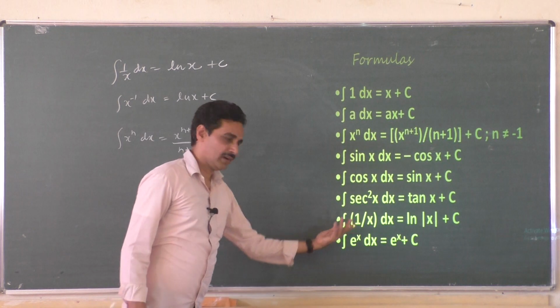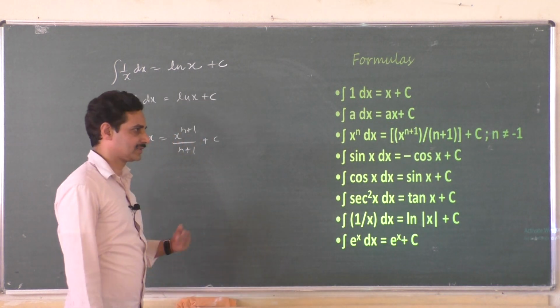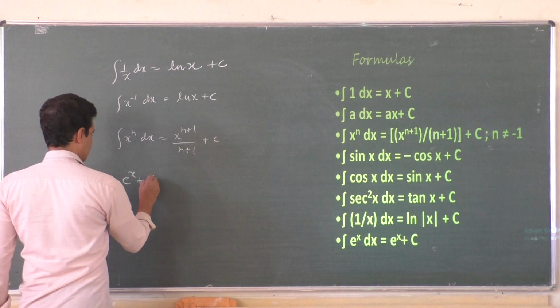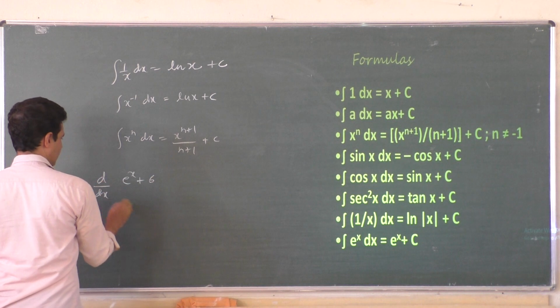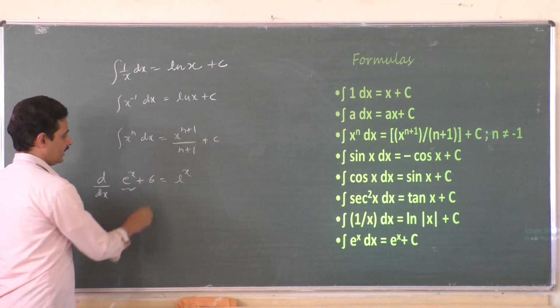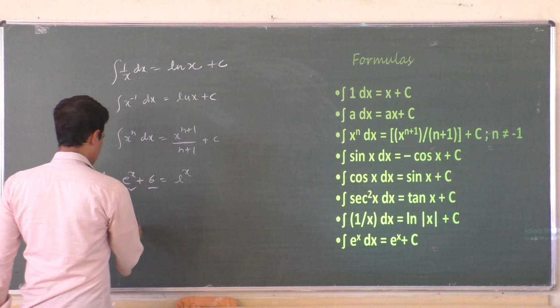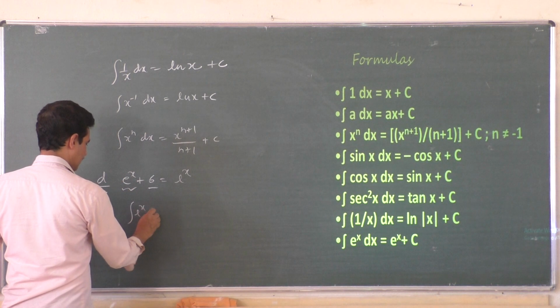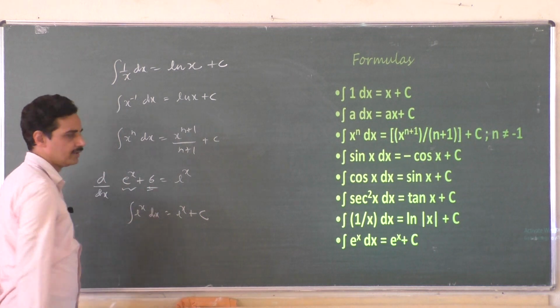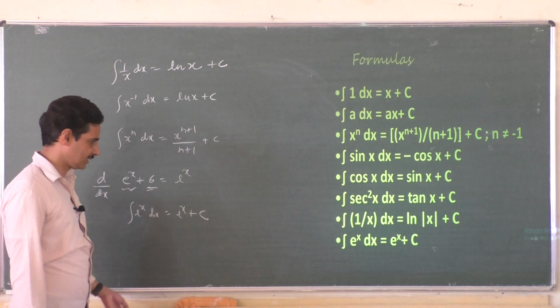And e to the power x, of course, is a very friendly one. The differentiation of e to the power x is e to the power x. So if you have e to the power x plus 6, d by dx of it is e to the power x, because the differentiation of 6 is 0. So what is the integration of e to the power x dx? It is e to the power x plus a constant. So these are the formulas.